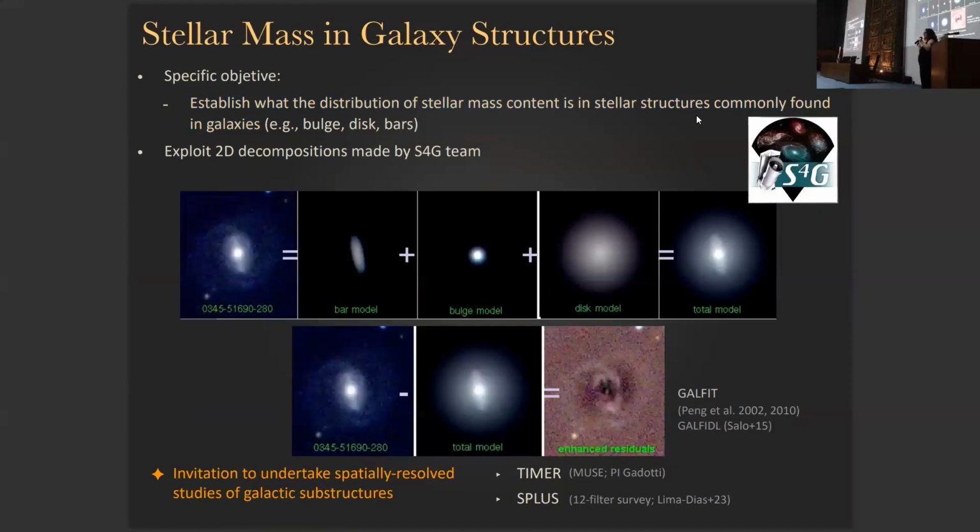So what the S4G did, they used Gauss-Fit, with an ideal wrapper. This was work by Salo et al. in 2015. What they did was take the original image and decompose it into different components, including disk, bulge, the possibility of a secondary disk, a nucleus, which just means a point source in the center. Depending on the galaxy, this could be an AGN.